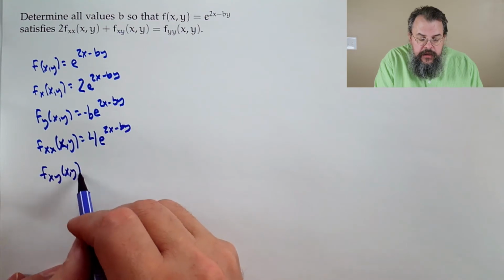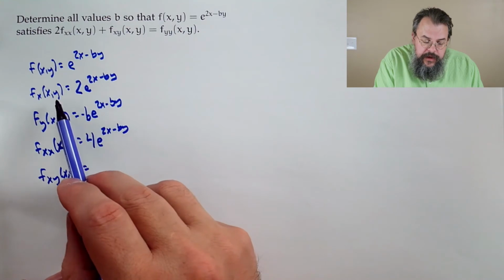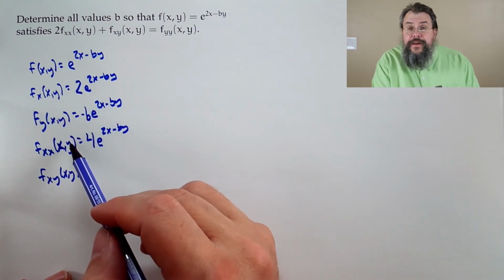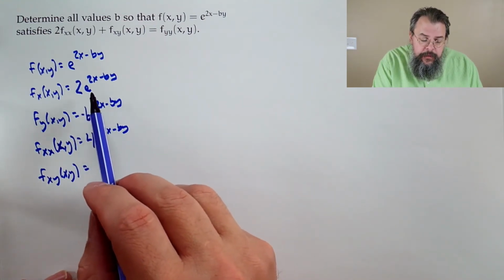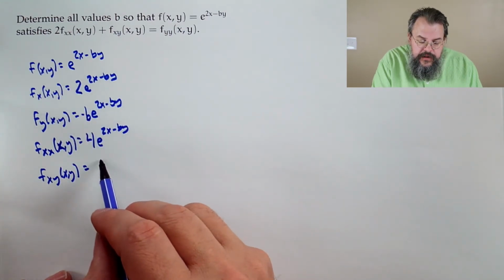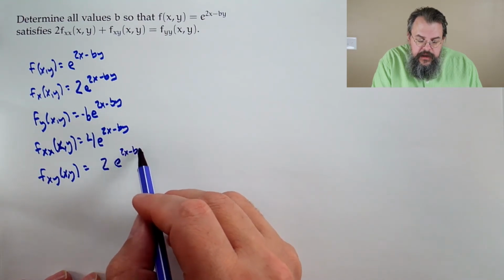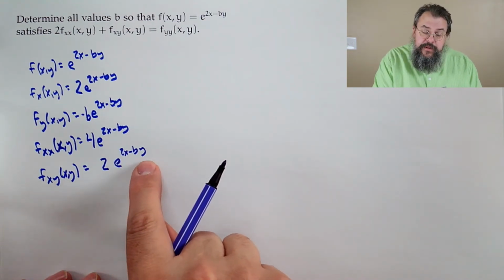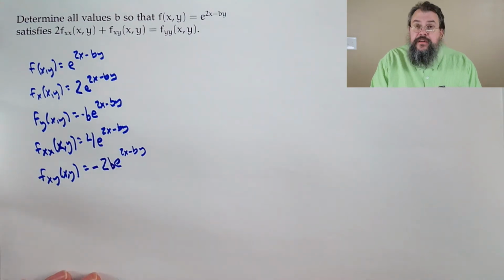F x y. Well, what do we see? Well, we start with f x, take the derivative with respect to y. Or you could start with f y, take the derivative with respect to x. You'll get the same answer either way. And when we do that, say f sub x, we take it with respect to y, there's the 2, and the e to the 2x minus by, times the derivative of 2x minus by with respect to y, which is a negative b. So minus 2b e to the 2x minus by.